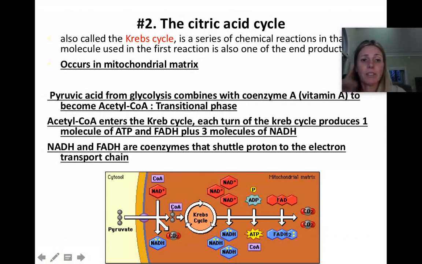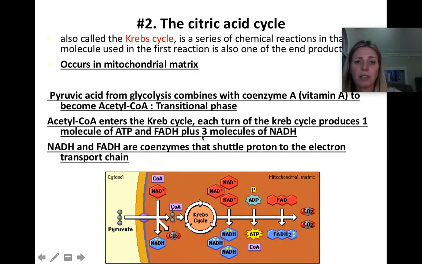So pyruvic acid from glycolysis combines with coenzyme A, which is vitamin A, to become acetyl-CoA. That's a transitional phase. So pretty much verbally what I was saying before is written up here, okay? So here you have that. And remember, you have a carbon dioxide coming off of it. You also have NAD+ being reduced into NADH, which carries hydrogens. This is going to come later. These don't seem that important because we're really just focusing on ATP and things like that, but these you'll actually see will be really important.